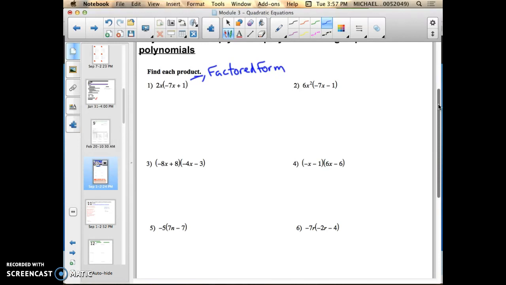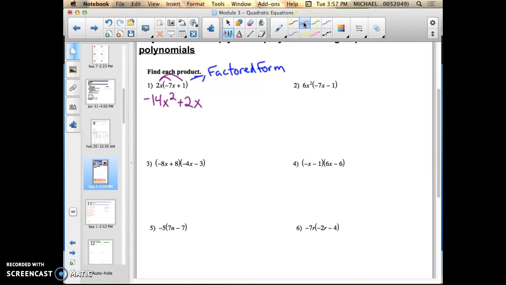Alright? If I multiply this together, and this is the same process we've done before, but I'm going to show it to you quick. I'm going to multiply it back into standard form. Alright, so I'm going to distribute here 2x times negative 7x, and 2x times positive 1. So 2x times negative 7x is negative 14x squared, and 2x times 1 is a positive 2x. Alright? I have just multiplied the factored form back into standard form.